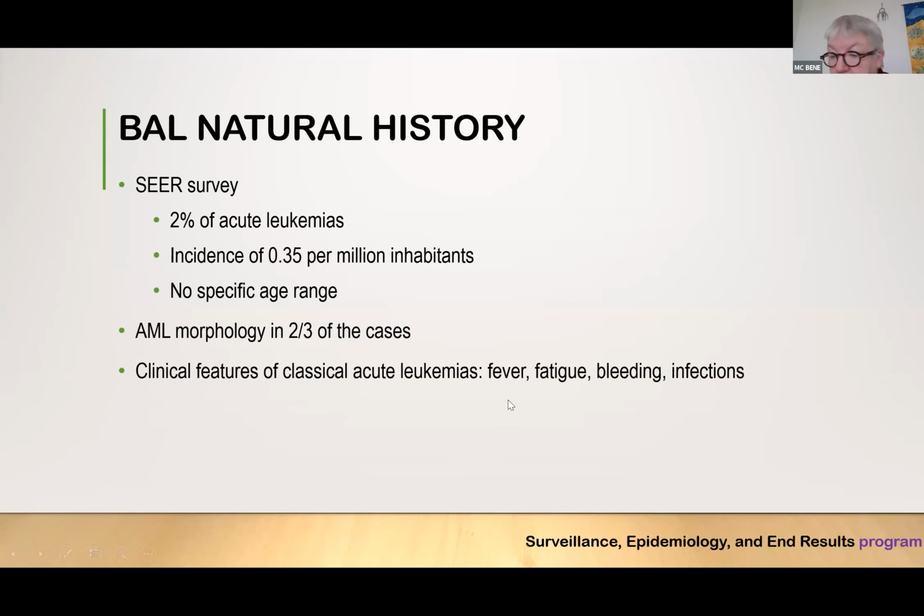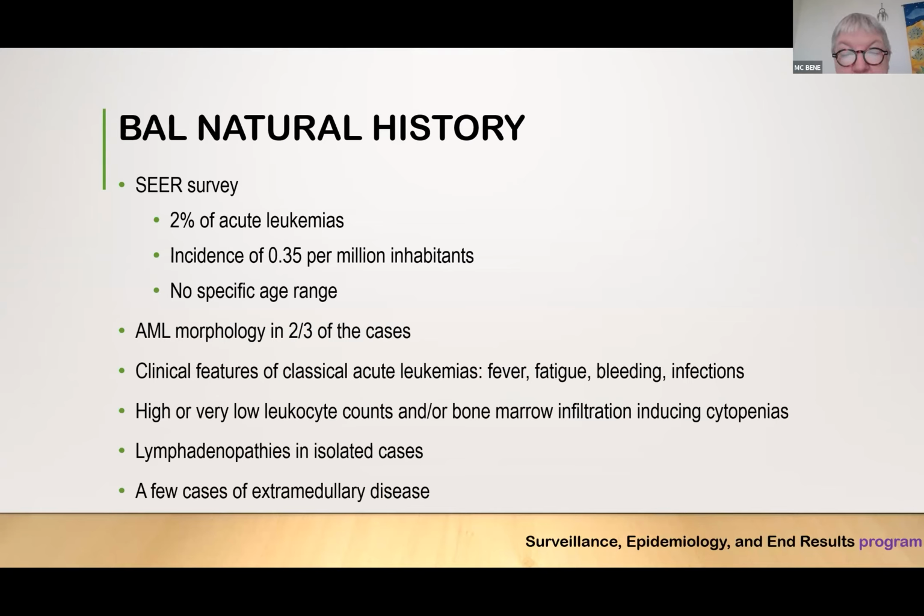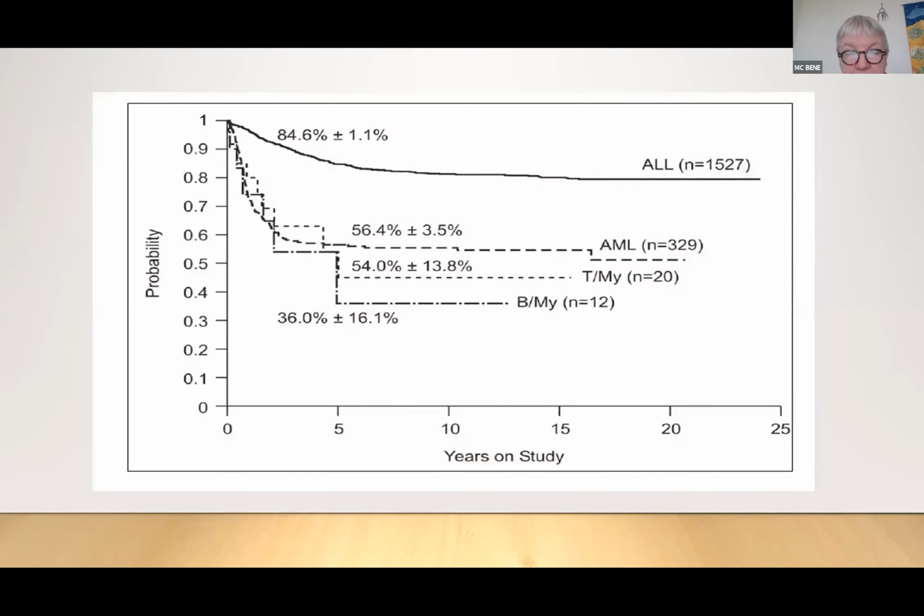clinical features of classical acute leukemia with fever, fatigue, bleeding, infections, all related to the involvement of the bone marrow. High or sometimes very low leukocyte counts and bone marrow infiltration. And in some isolated cases, lymphadenopathies have been reported, or even a few cases of extramedullary, extranodal disease, like for instance skin involvement. Here is the outcome of the T myeloid and B myeloid, so much below AML and ALL. This was some time ago. Now the ALL curve is certainly much better.